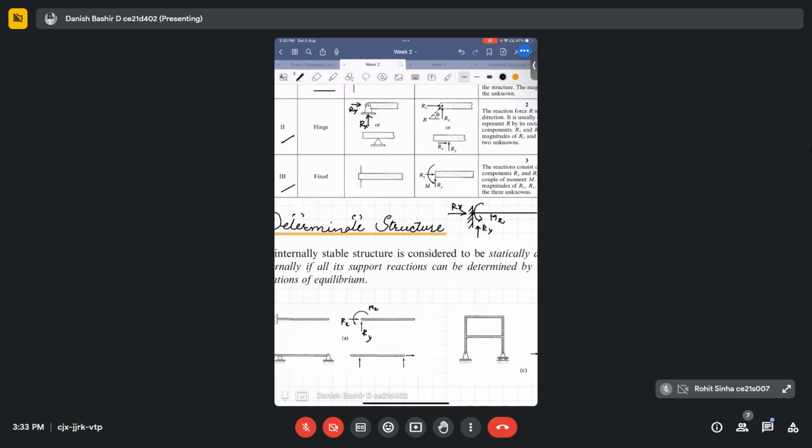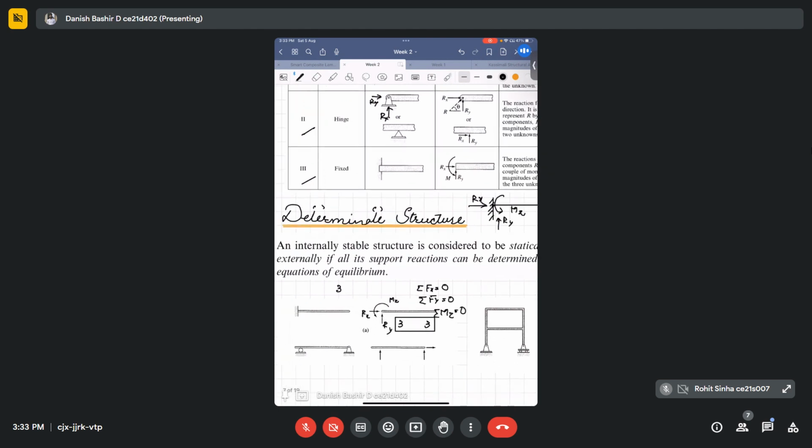We know that for this 2D structure we can write three equations: summation Fx equal to 0, summation Fy equal to 0, and summation Mz equal to 0. So the number of unknown reactions is 3 and the number of equations is 3. All three unknowns can be computed using three equations, so we can call this a statically determinate structure.